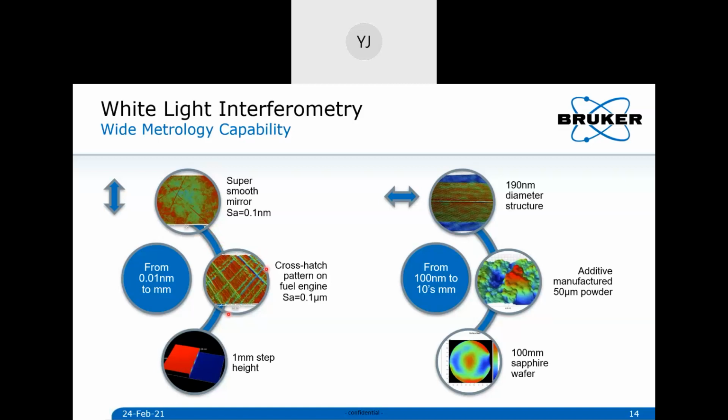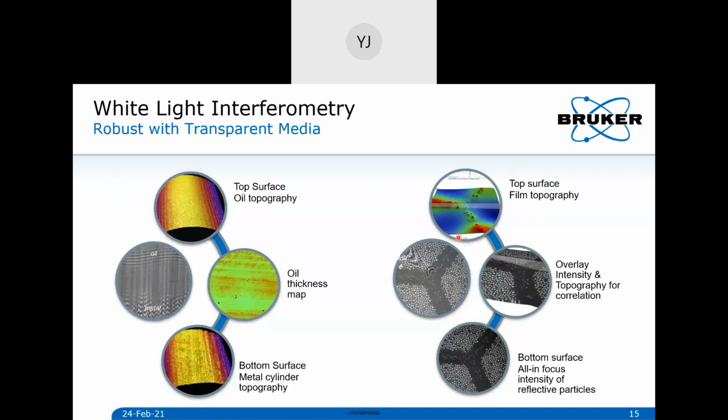So this one we did talk a little bit about. You can see here also the dynamic range from millimeter step heights to very, very smooth surfaces. And this is the cross-hatch pattern in engines that you typically see, like the honing of cylinders, right? And then you have different structures. So these are polymers, sapphire wafers, and diffractive structures, right? So fine structures on your sample.